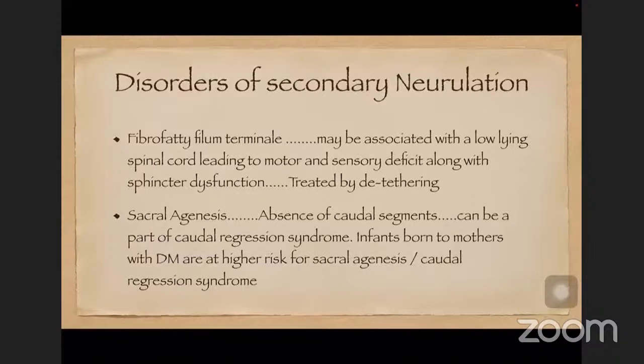So what are the disorders of the secondary neurulation? So you have a fibrofatty filum terminale, which may be associated with the low-lying cord, again leading to the same problems of motor, sensory deficit, and sphincter dysfunction. Or you can have a sacral agenesis, which can be a part of a caudal regression syndrome that we see in infants who are born to mothers with diabetes mellitus, and there is absence of the caudal segments. As I mentioned, it's part of a caudal regression syndrome.